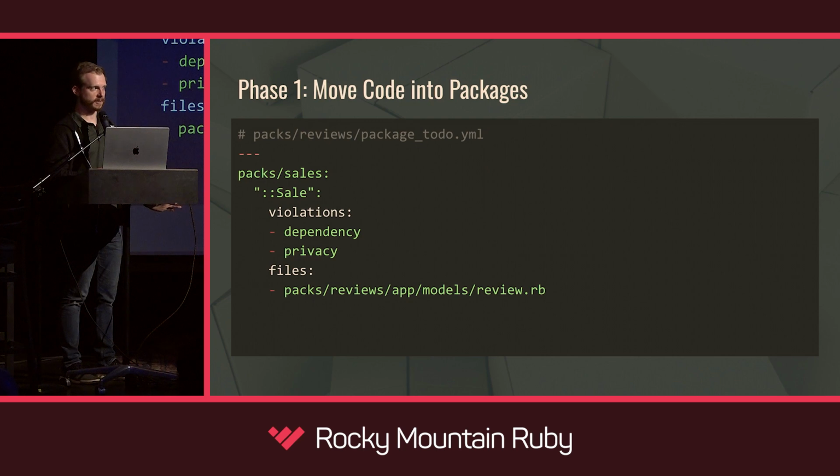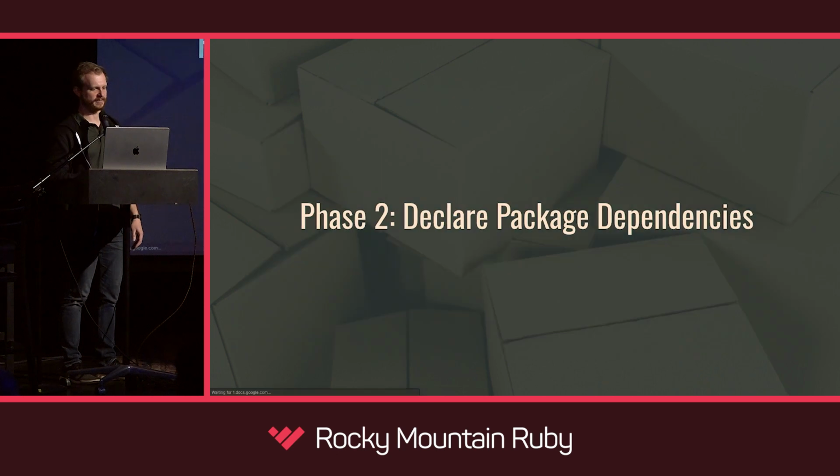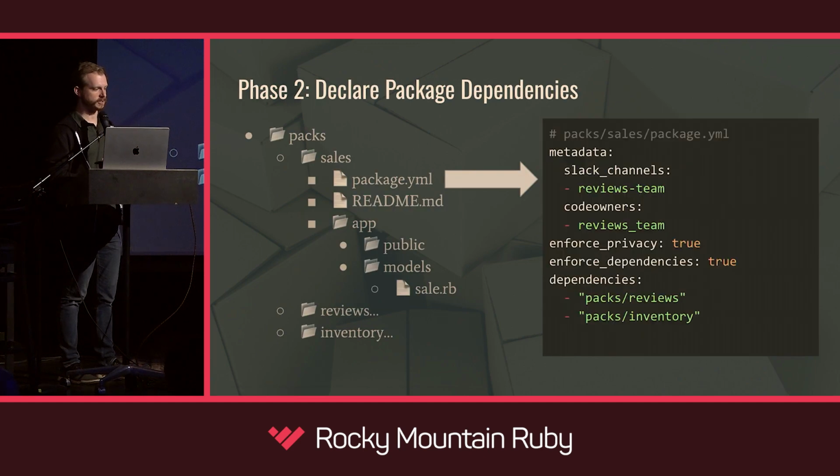Again, you're going to have a ton of violations here. It's okay. We want to increase the number of files in our packages directory and minimize the files outside of our packs directory, so it's a good sign. Now we've got the vast majority of our code in the packages, though all the coupling still remains. Phase 2 is going to be about declaring dependencies between packages. We're going to start removing all of the dependency violations, but leave the privacy violations for now.